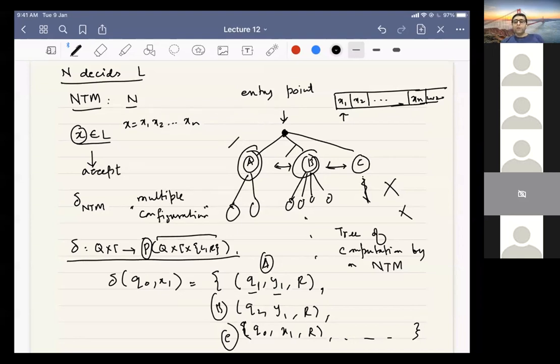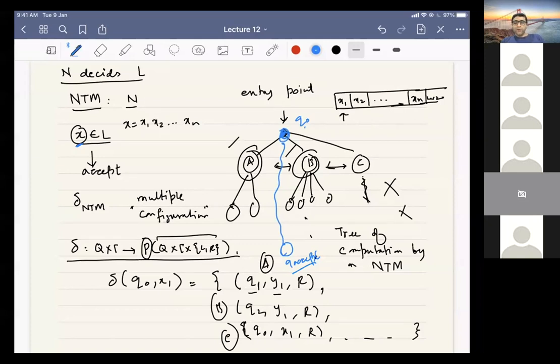Now the question is, how do we know whether the string that we entered as the input to the Turing machine is accepted by the machine or not? Please listen carefully. If there exists one such path starting from the starting entry point, Q0, that ends in Q accept, among all these branches of computation, there might be hundreds and thousands and millions of branches, then we say that this string X is accepted. And if there is no such branch that starts from Q0 and goes to Q accept, then we say that X is not accepted.